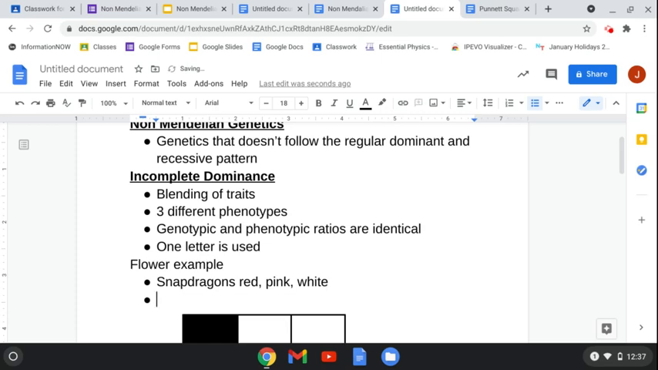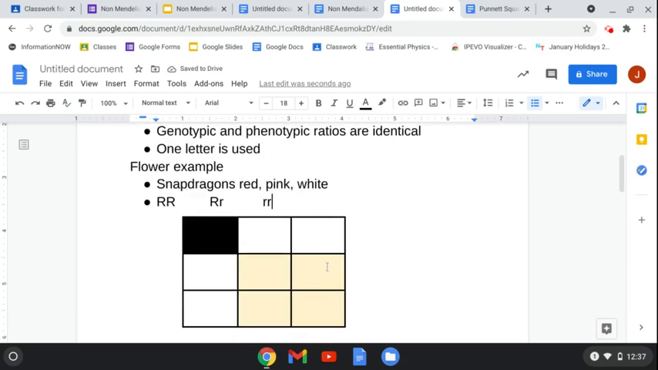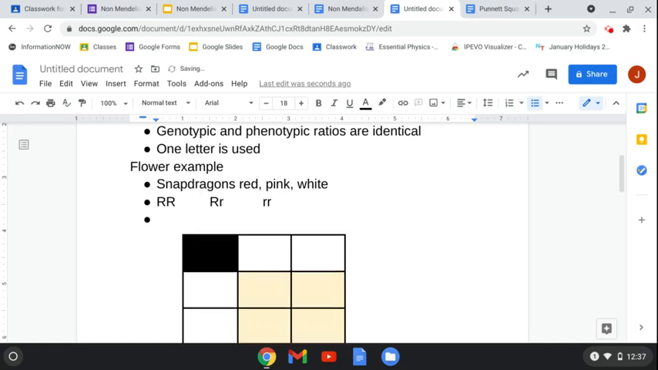Red is the dominant color for snapdragons, so we are going to use the letter R. So our 3 different genotypes that we can have are going to be big R, big R; big R, little r; little r, little r. So our homodominant, hetero, and homorecessive. But our red is going to be big R, big R. When you mix red and white paint, you're going to get pink. So it's the same idea in incomplete dominance.